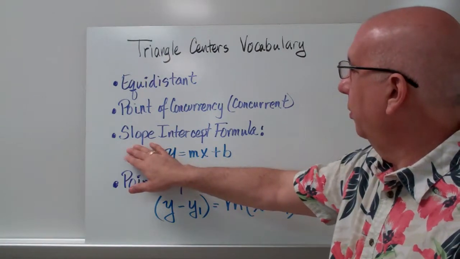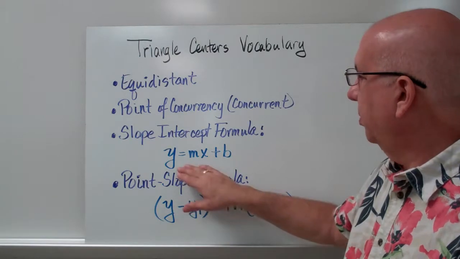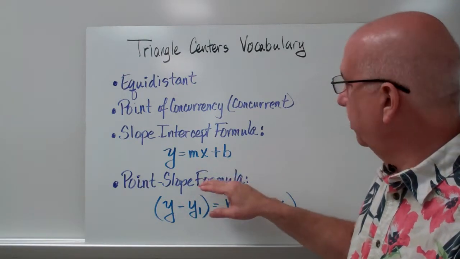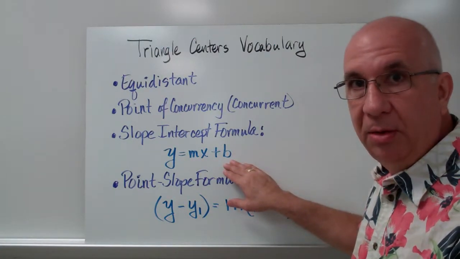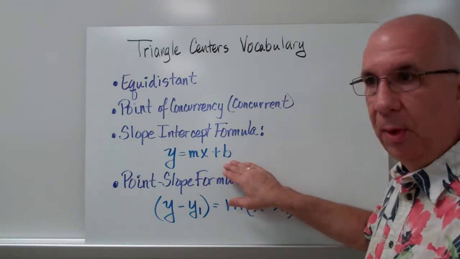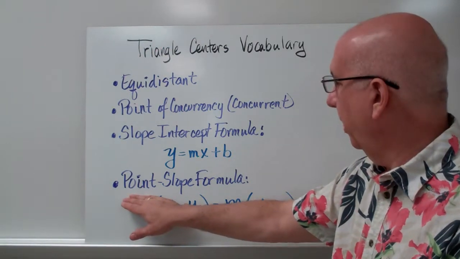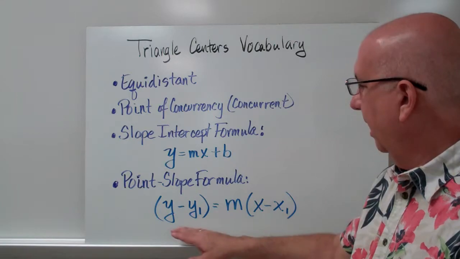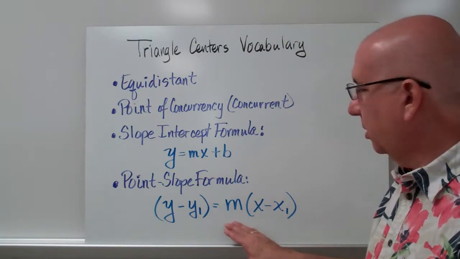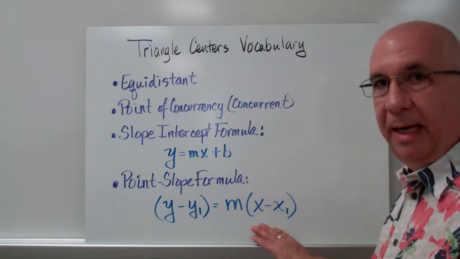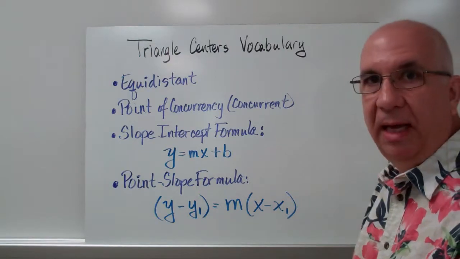You need to review the formula for slope-intercept form, which is y is equal to mx plus b, where m is the slope and b is the y-intercept, the point where it crosses the y-axis. You will also need to review the point-slope formula, and that is y minus y sub 1 is equal to m times the quantity x minus x sub 1, where m is the slope of the line.